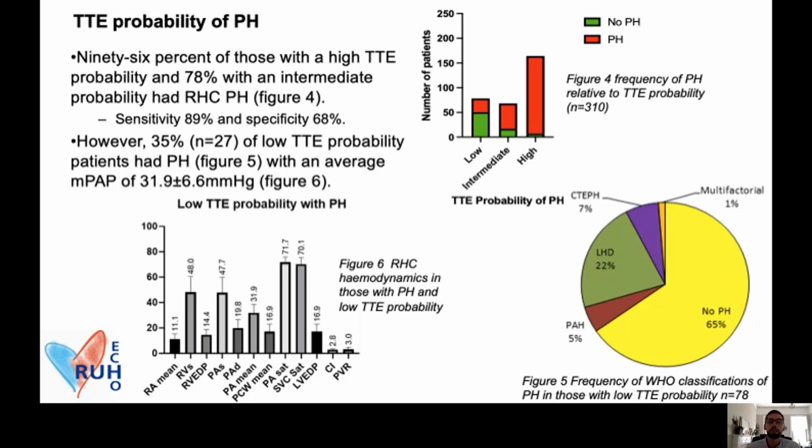NT-proBNP values were significantly higher in those with left heart disease. However, no significant difference was observed between those with precapillary PH and no PH.